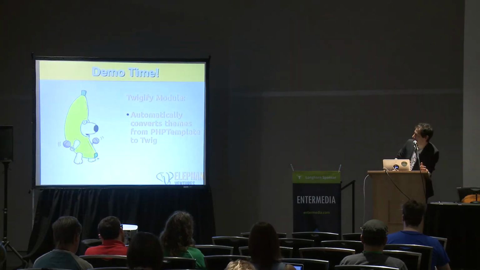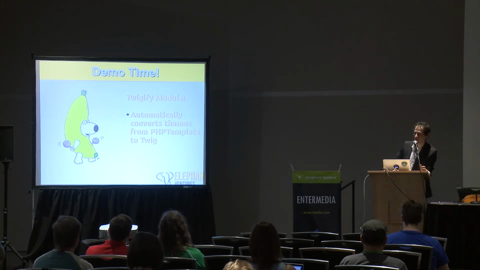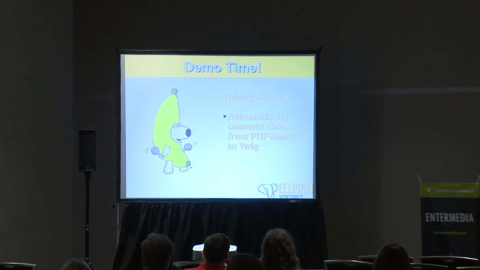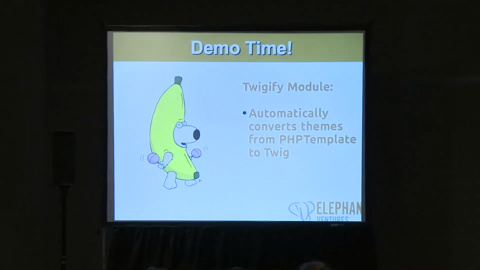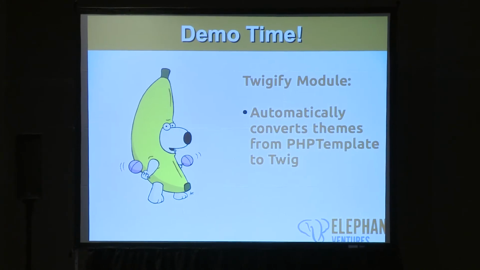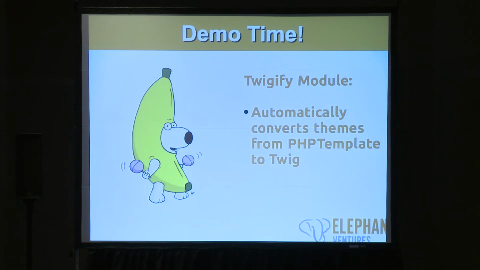and this is a large burden that we thought could be simplified by building a tool that automatically converts themes from PHP template to Twig. It's called Twigify, for those of you who don't know, and you can find the Twigify module on Drupal.org. It's got a roadmap which we'll get to, and it's demo time. Can anyone sing the peanut butter jelly song while I'm queuing up the demo here, if you like.